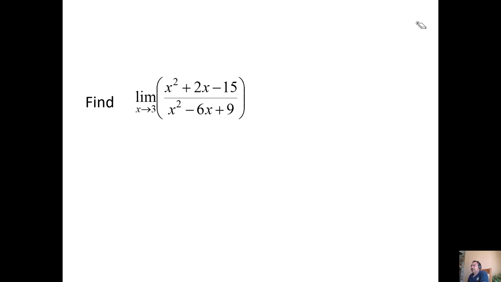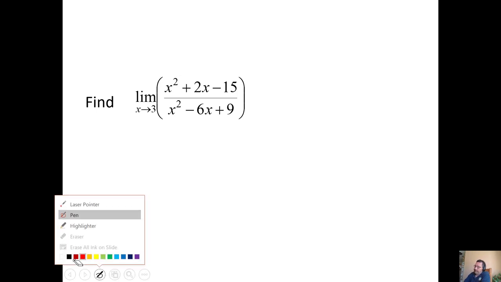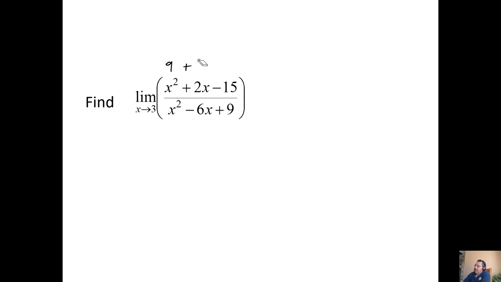So the very first thing you should do is plug it in. And when you plug it in, what you get is 9 plus 6 minus 15, 15 minus 15, 0. 9 minus 18 plus 9, 18 minus 18 is 0. Can't get the answer by just plugging it in because you end up with a 0 in the denominator. That will never be defined. But we do get 0 divided by 0, so that tells me that there is some simplification that I can do, some rearrangement to make this problem a little easier.